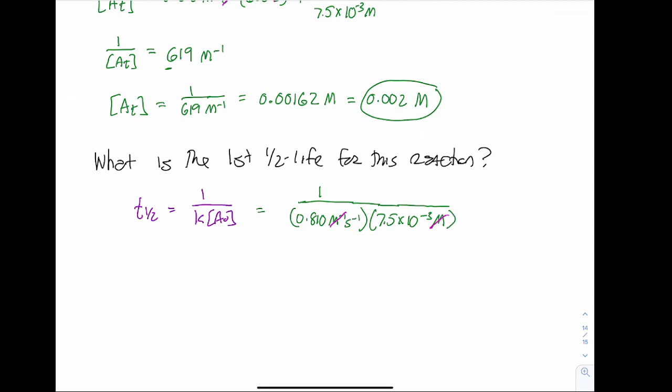So grabbing my calculator here. Again, please, please, please be typing these in also. And it comes out, when I type it into my calculator, 164.6. I do want to round it to 2 significant digits. 7.5 is 2 sig figs. So I'm going to have 160 seconds for my answer.